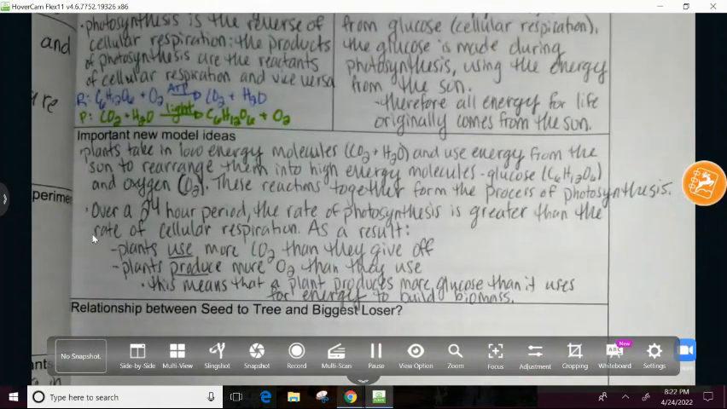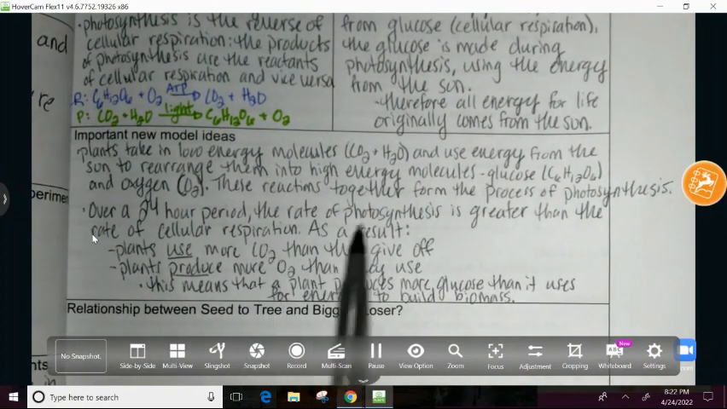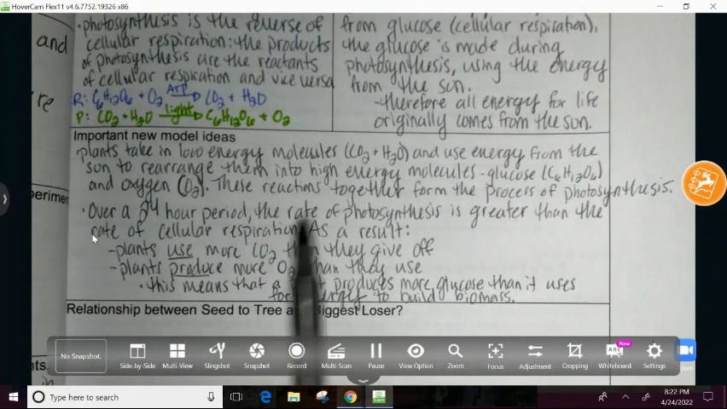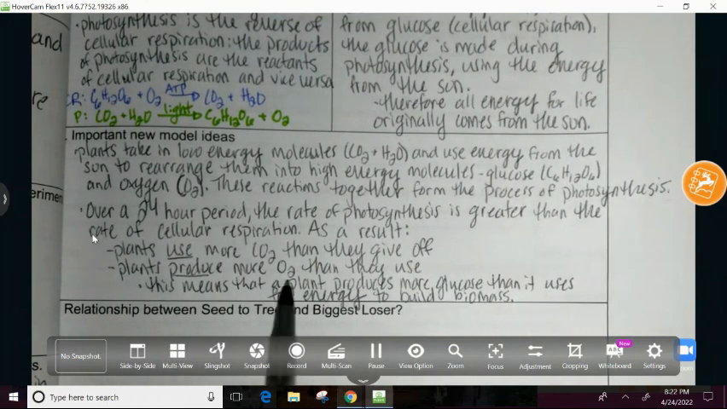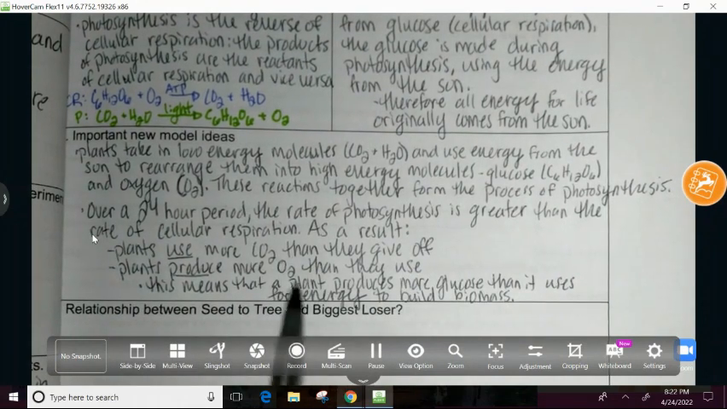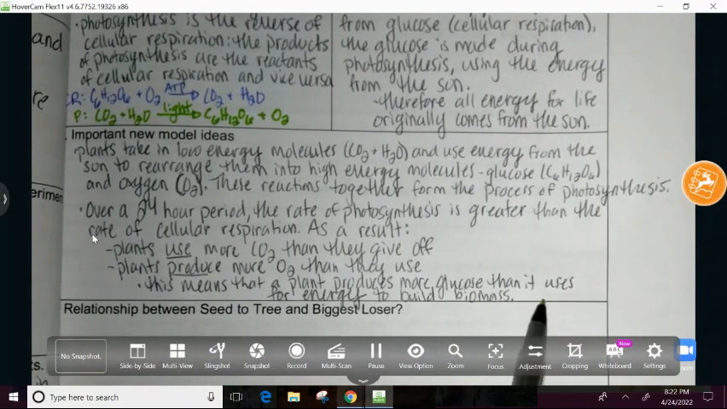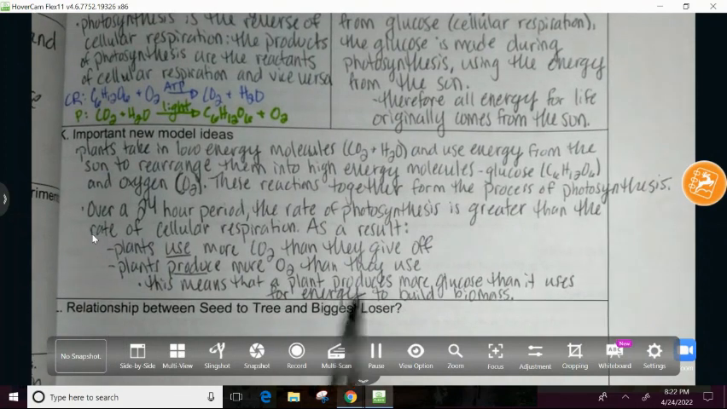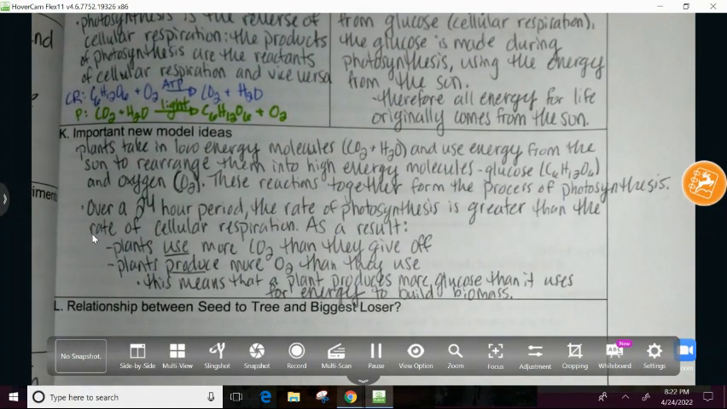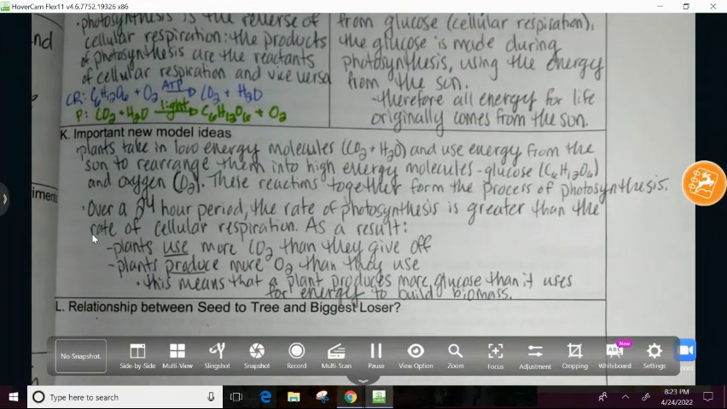All right, so our next bullet point was over the 24-hour period, the rate of photosynthesis is greater than the rate of cellular respiration, which means plants take in more carbon dioxide than they give off, and plants produce more oxygen than they use. By creating more oxygen, that means that they also create more glucose, which is where the biomass from the growing plant goes. So if we conclude the last two units, photosynthesis and cellular respiration, we're going to summarize the relationship from a seed to a tree, so growing, getting mass, and then the biggest loser, the man losing mass.